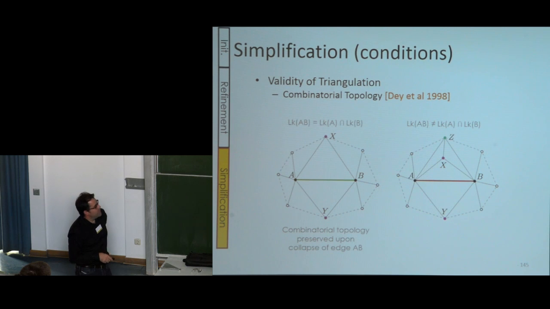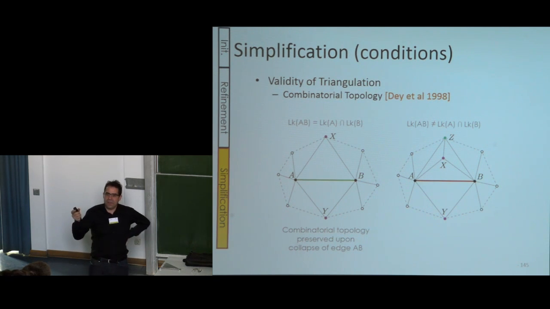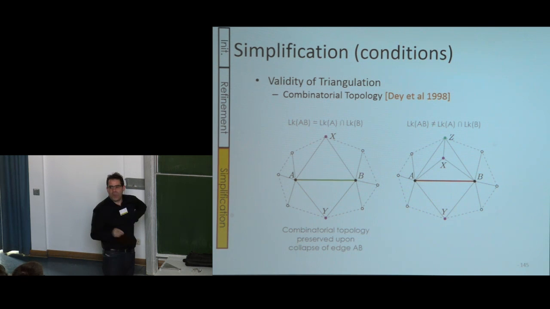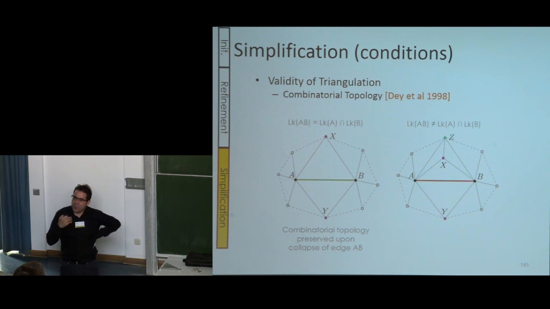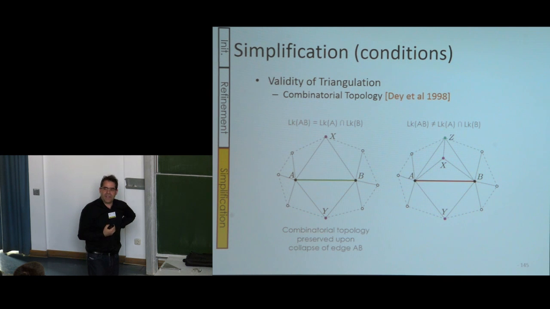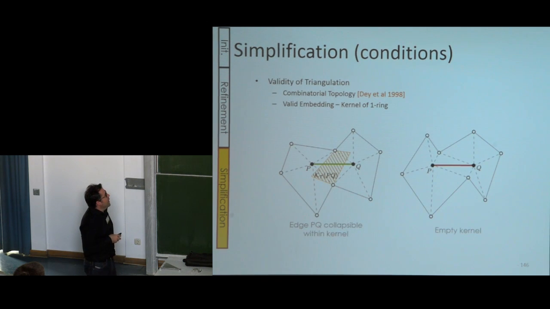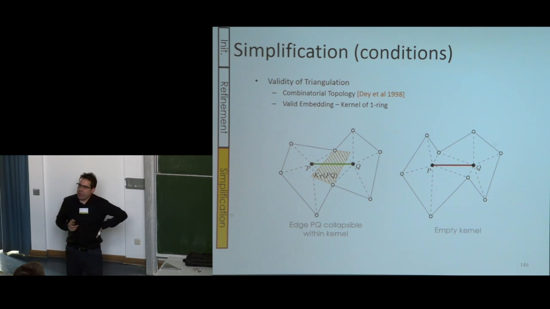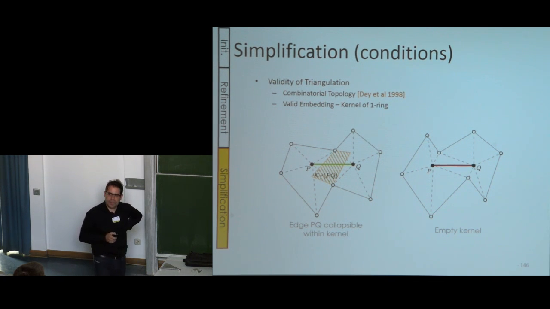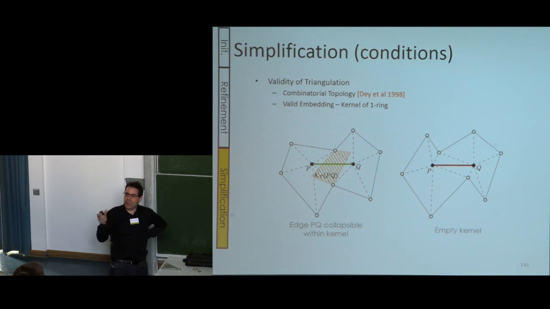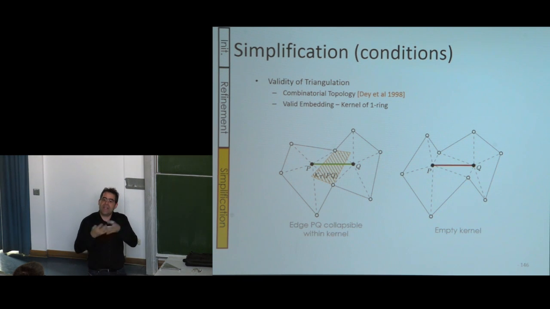We need to preserve two things. First, the topology. This is the so-called link condition. I'm supposed to go really fast on this one. It's just to preserve the topology of the mesh, so it remains a 3-manifold. It's called the link condition by Dey and colleagues. And then something much more complicated to compute: we need to preserve the valid embedding. What does it mean? After collapsing an edge, but think this time it's a volumetric mesh, I need to make sure that I don't create any self-intersection. This is called the kernel condition.